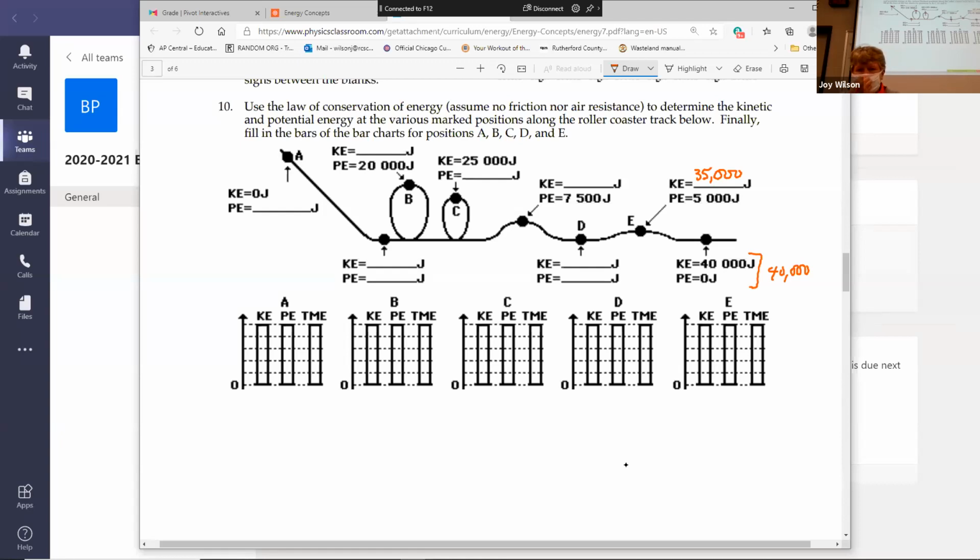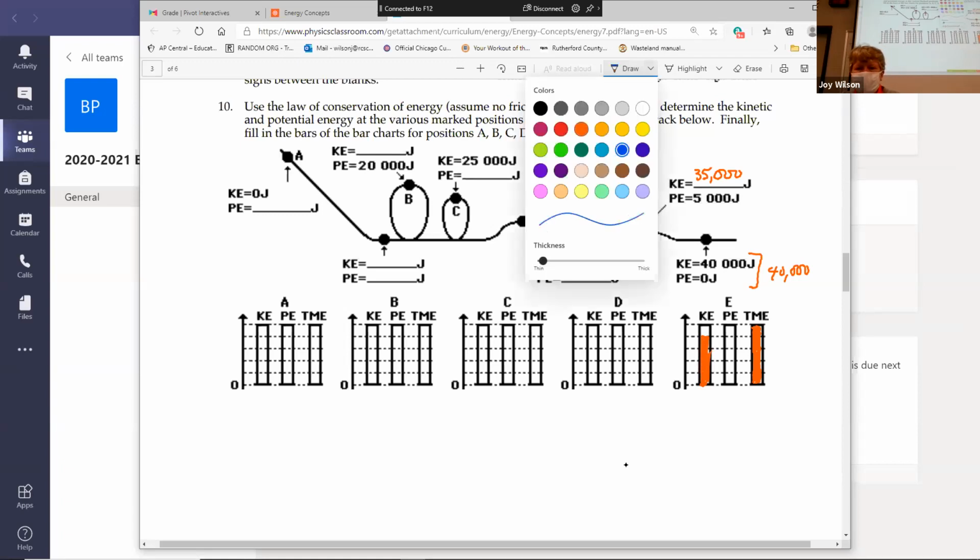Okay, so let's do a bar chart for these. So what would be true about the total mechanical energy at E? It's all the way full. Okay. What about the other spots? Halfway. So potential energy would be, no friction, so the total energy column will be full the whole time. Won't change. So do we have more potential or more kinetic at point E? More kinetic. Okay, so I'm going to make kinetic 3 bars, and I'm going to make potential 1 bar.